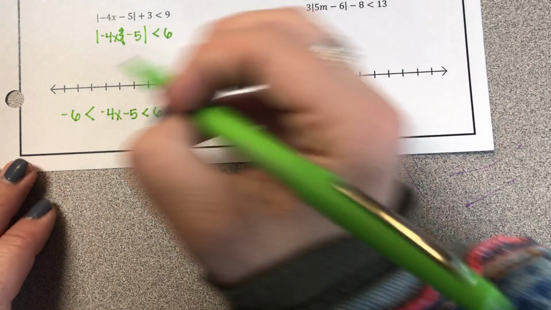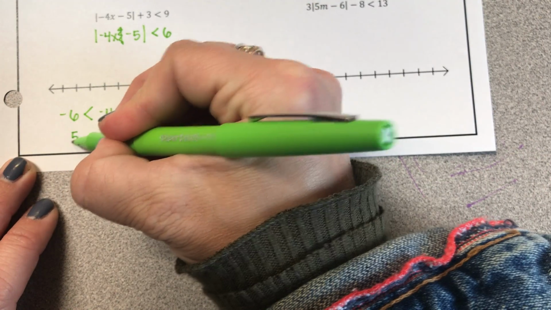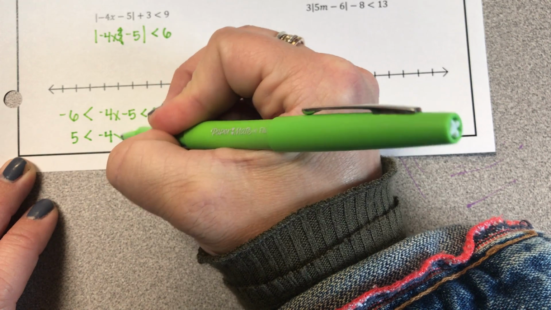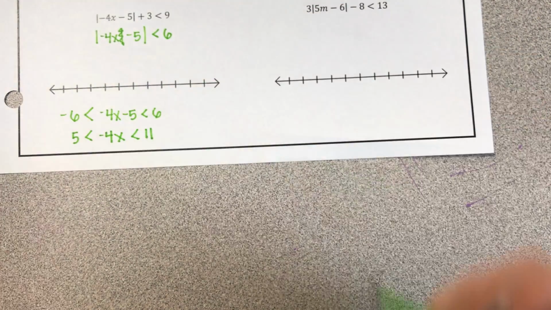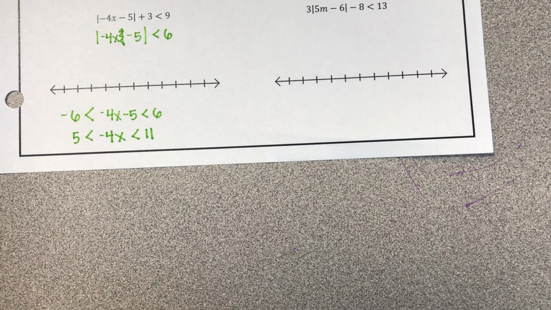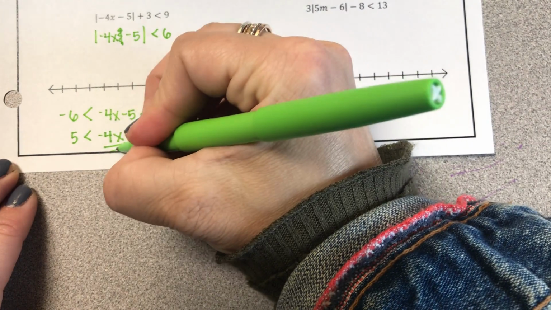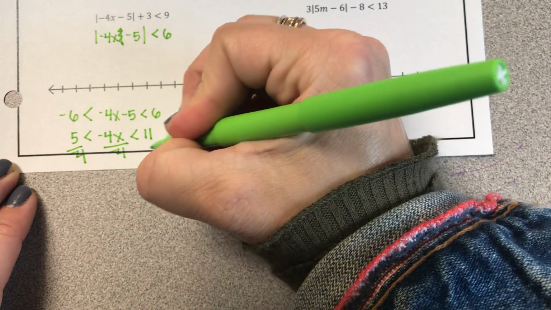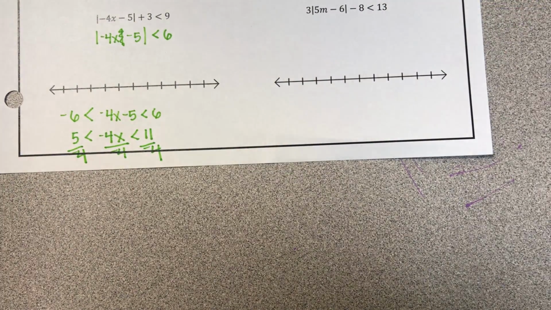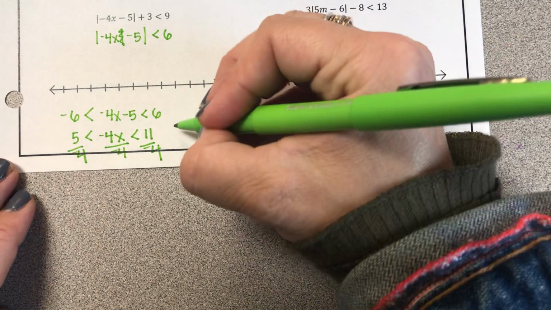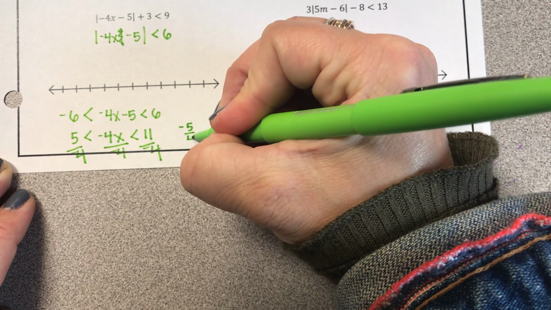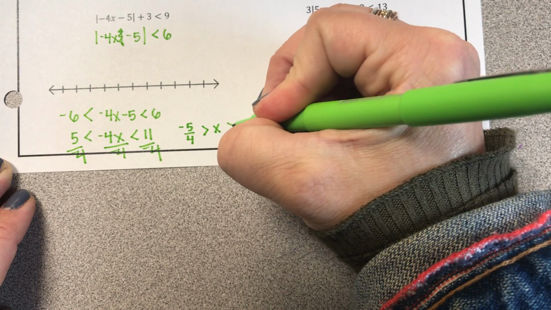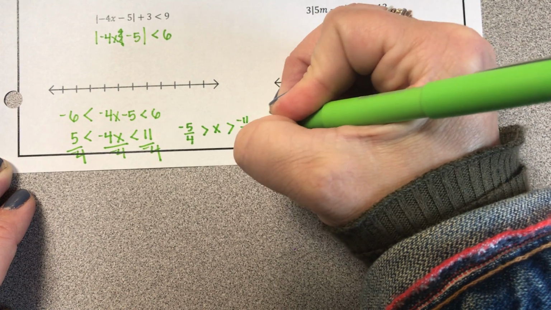So now I'm going to add 5 to both sides. So 5 is less than negative 4x, which is less than 11. And now what am I going to have to do? What's my last step? Divide by negative 4. Okay, now, we can't forget when you divide by a negative, you have to flip your inequality signs. So I have negative 5 over 4 is greater than x is greater than negative 11 over 4.